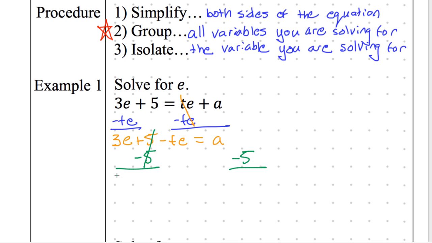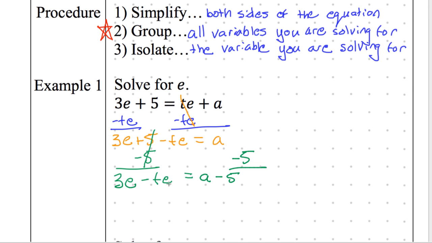And here it is. You should have written 3e. That was still left over. There's no more 5, and you still have this minus te. That was the left-hand side. Those 5s cancel out. Now I have my equal sign. I still have my a on the right. And I now have a minus 5. That is our new equation. We have just completed step 2. That is our new step, grouping all of these e terms.